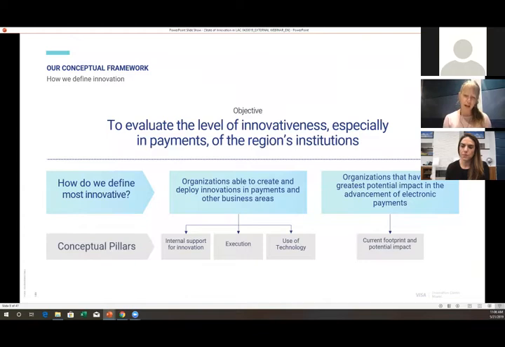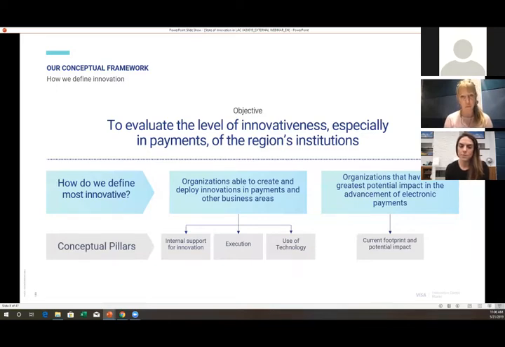Now, when we're thinking about innovation and evaluating innovation, we, of course, had to come up with something that was different from what was already out there. We did research to understand what kind of innovative studies already exist on the global scale. We wanted to design something that would be specific to the payments industry to help inform our clients and our collaborators who are operating, as Roberta said, in this highly evolving, digitizing financial services sector.